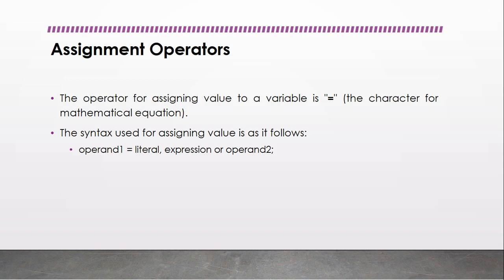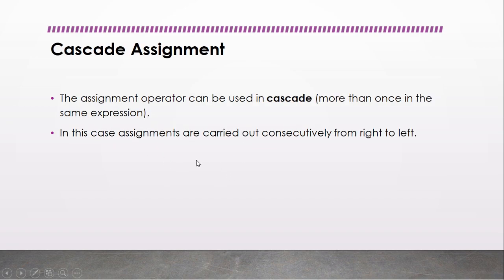Assignment operators. The syntax for the assignment operator in C# is operand 1 is equal to, and you can assign it a direct value or an expression or another variable or operand. Cascade assignment. The assignment operator can be used in cascade more than once in the same expression. In this case, assignments are carried out consecutively from right to left. It's like x is equal to y is equal to z is equal to 10. For the three variables, we are assigning the value 10.